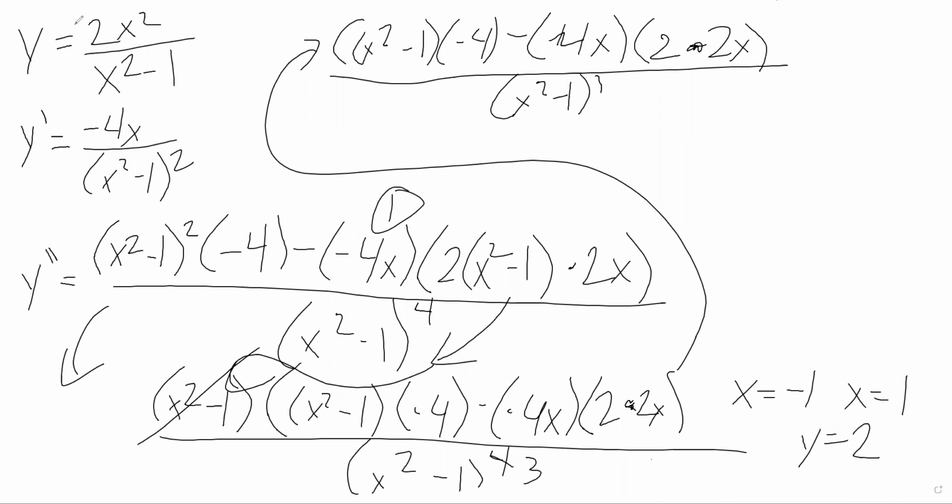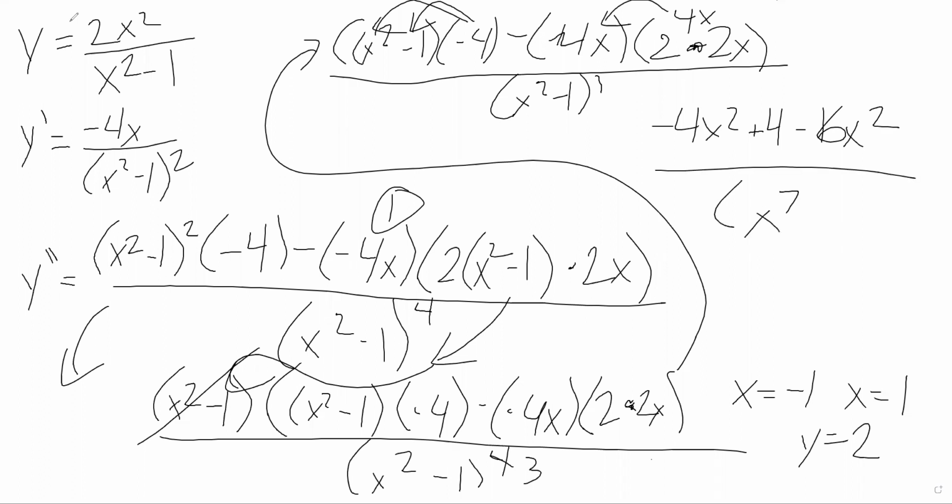So then we can go to our next step, which is obviously to just continue to simplify. So we'll distribute this -4 in. So we got -4x squared plus 4 minus 4x times, this is going to be 4x. So it's going to be 4x times 4x. It's going to be 16x squared. So it's going to be minus 16x squared over x squared minus 1 cubed.